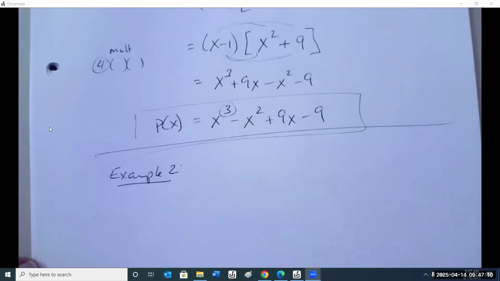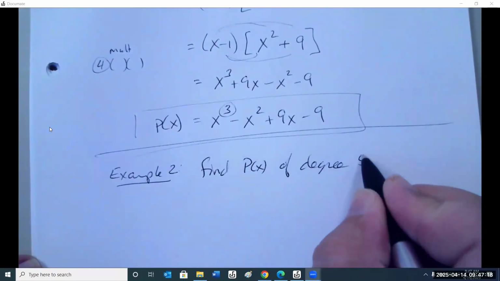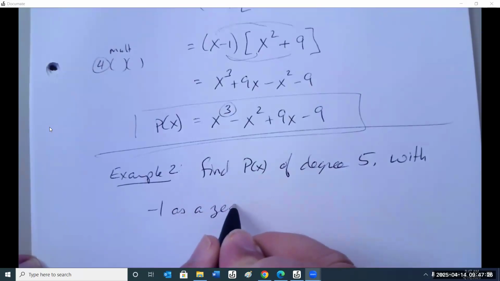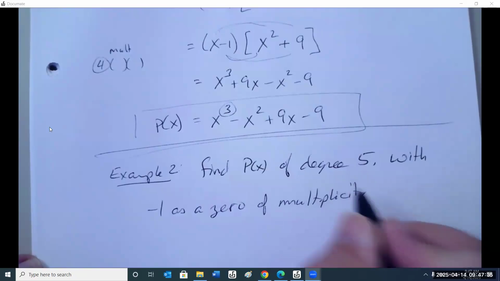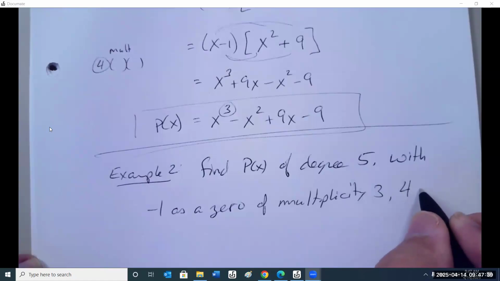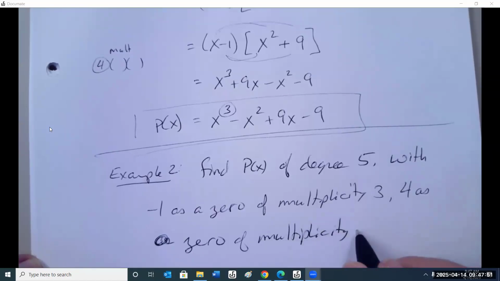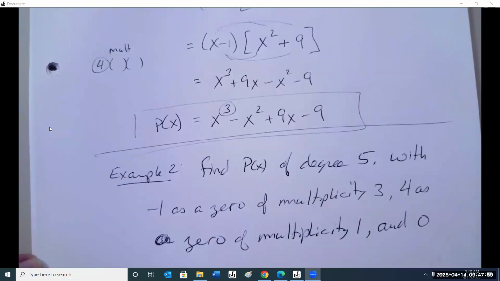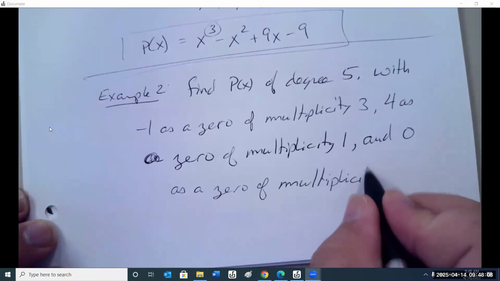Example 2. Find the polynomial of degree 5 with -1 as a zero of multiplicity 3, 4 as a zero of multiplicity 1, and 0 as a zero of multiplicity 1.